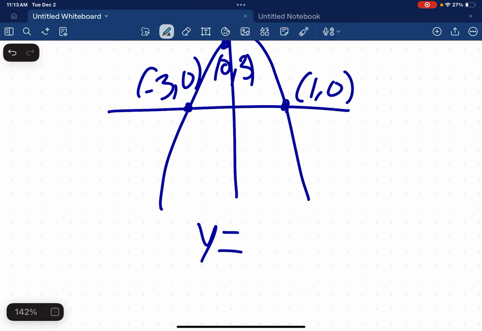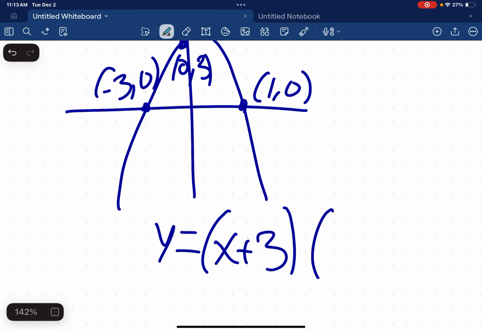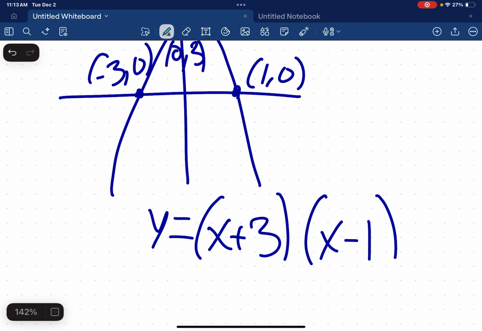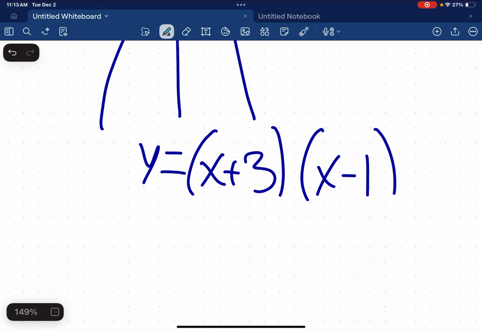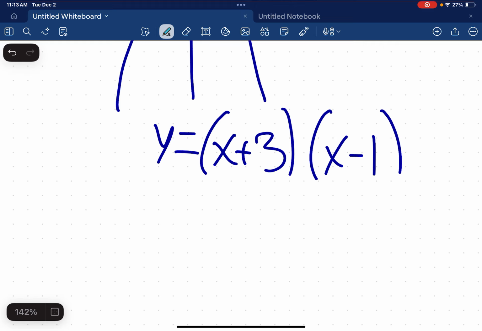We know that when x is equal to negative 3, that means y is equal to 0. So we can set this as (x plus 3) times, and when x is equal to 1, y is equal to 0, so (x minus 1). And I don't know if they actually want you to simplify this. Yeah, they definitely do. Okay.